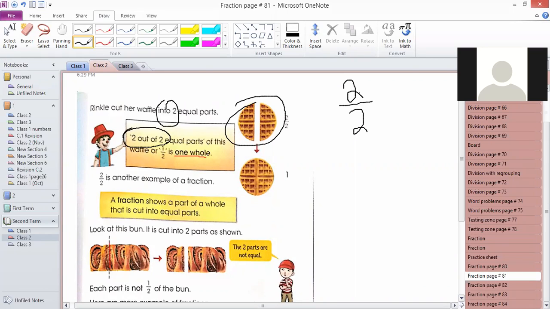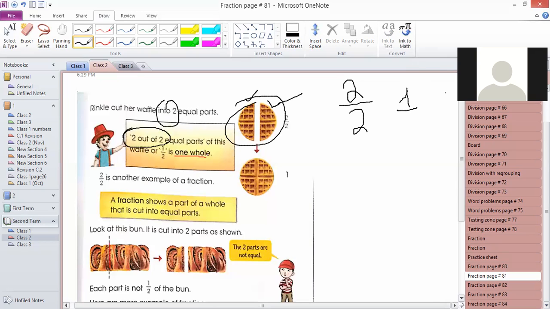So how many parts did she eat? 2. So I can say that she ate a full waffle. A whole waffle she ate. There is no waffle left now. Look, the waffle is divided into 2 equal parts. Part 1 and part 2 she ate alone. She did not give to Bubble. So I can say that she ate 1 whole waffle.